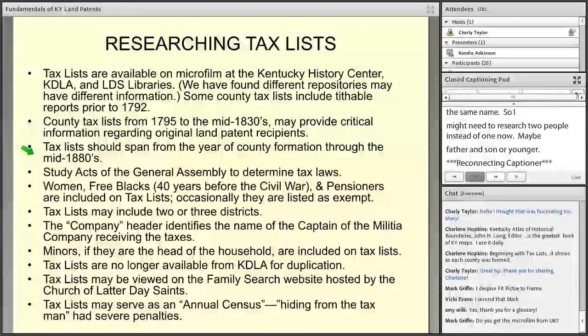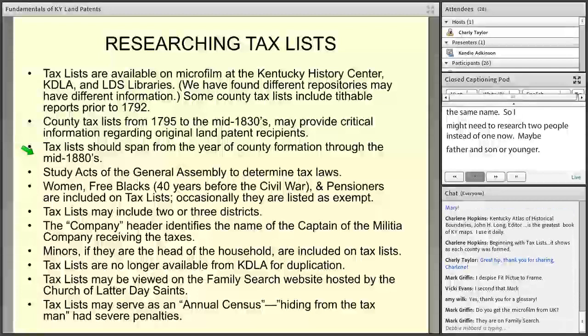Right now, I think tax lists are being added to the Family Search website. I have not used that one, but I've been advised that they are putting those online. Charlie, confirm with me that the Kentucky Department for Libraries and Archives no longer duplicates microfilm of tax lists. I believe that had to stop about a year or so ago. I couldn't speak to that. Some of our reference librarians are typing in. They are on Family Search. Thank you. I don't know if they have them all yet or are adding them as quickly as they can.